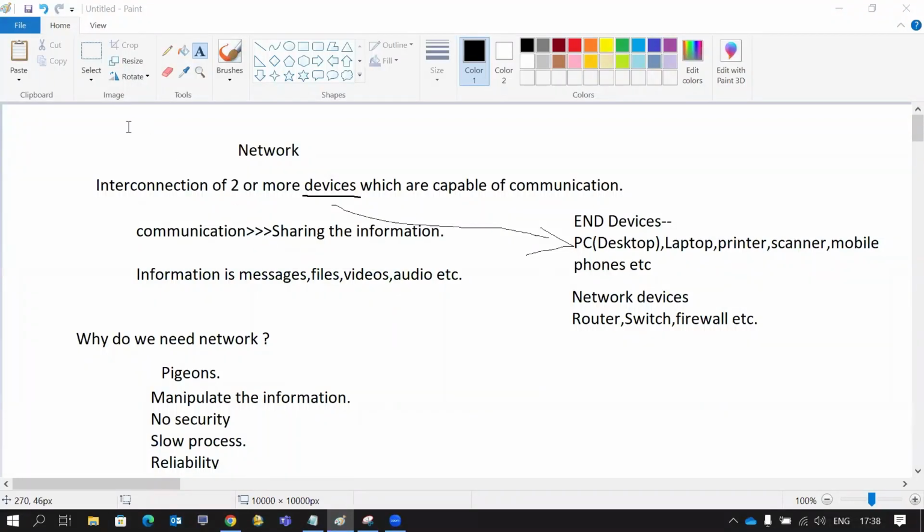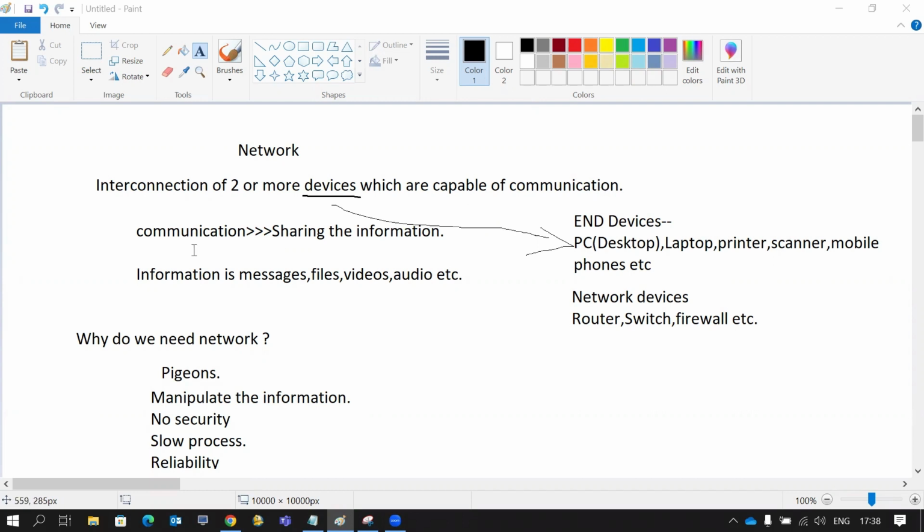Hi guys, we'll talk about the basics of networking. Before going into networking, you need to understand the basic definition of a network. A network is defined as the interconnection of two or more devices which are capable of communication.